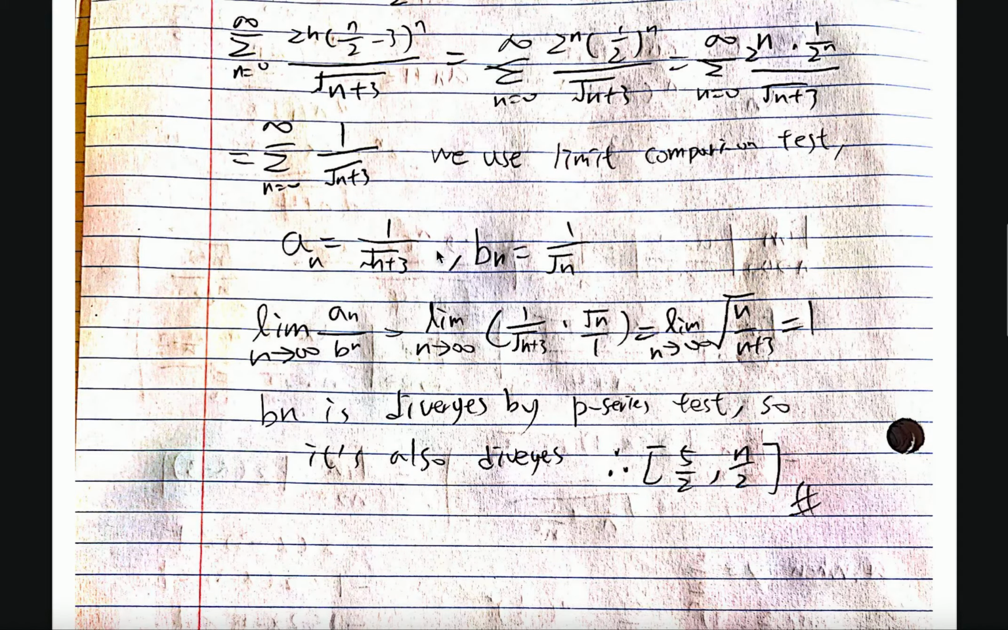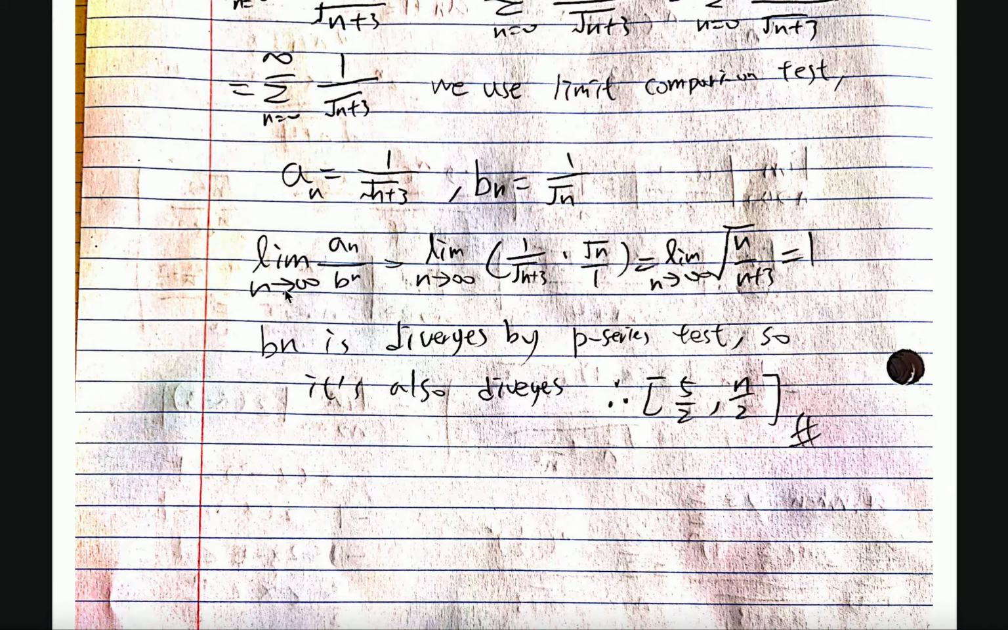So a_n equals 1 over the square root of n plus 3, and b_n equals 1 over the square root of n. So now, the limit as n approaches infinity of a_n over b_n equals the limit as n approaches infinity of 1 over the square root of n plus 3 times the square root of n over 1. So we got the limit as n approaches infinity of the square root of n over the square root of n plus 3 equals 1. So b_n should be divergent.